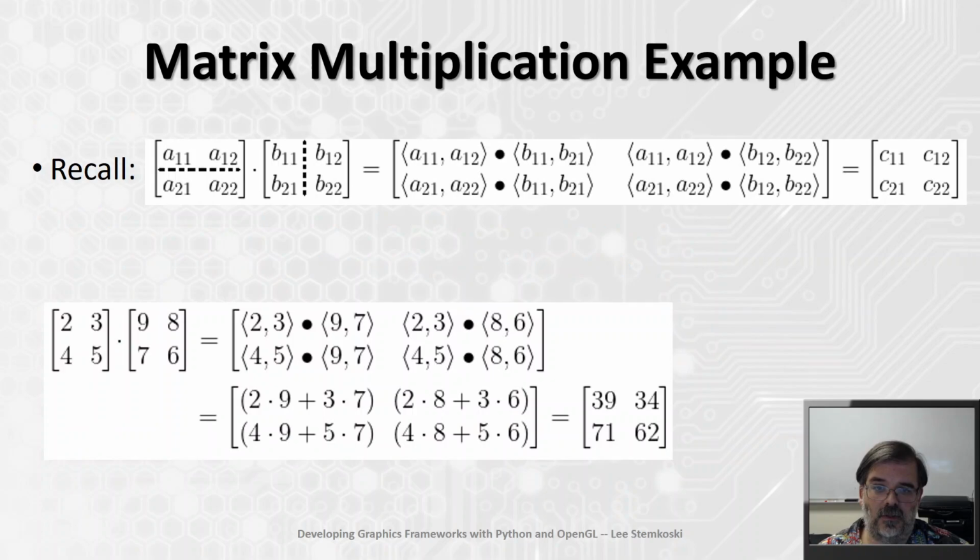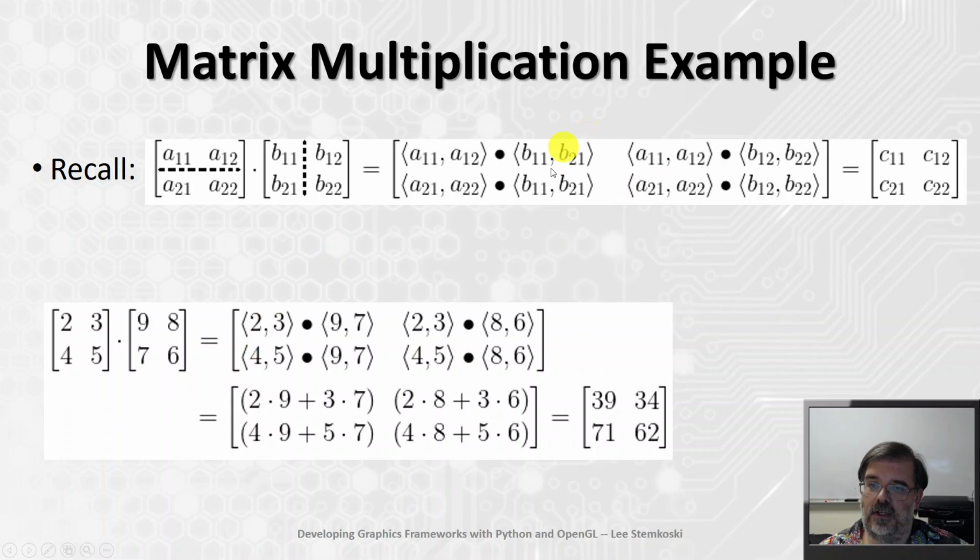Now, just as an example, we wouldn't want to do a formula without an example. Let's say we have these two matrices. The first matrix is 2, 3, 4, 5, and let's say I want to multiply that by 9, 8, 7, 6. Remember this nice little mnemonic. I want to partition the first matrix into two rows. So think of it as the vectors (2, 3) and (4, 5). And the second matrix, I want to partition that into columns. So think of that as the vectors (9, 7) and (8, 6).